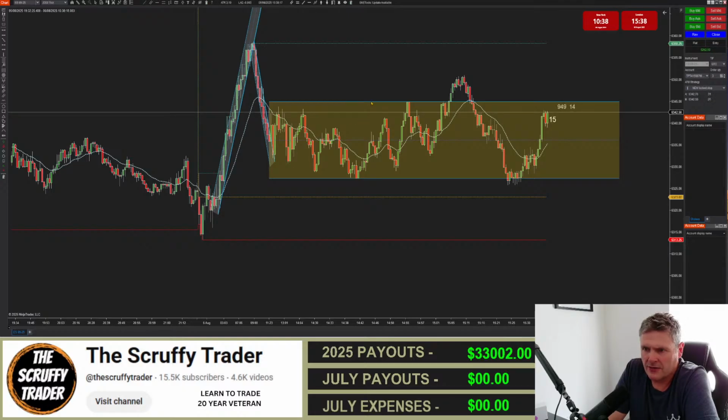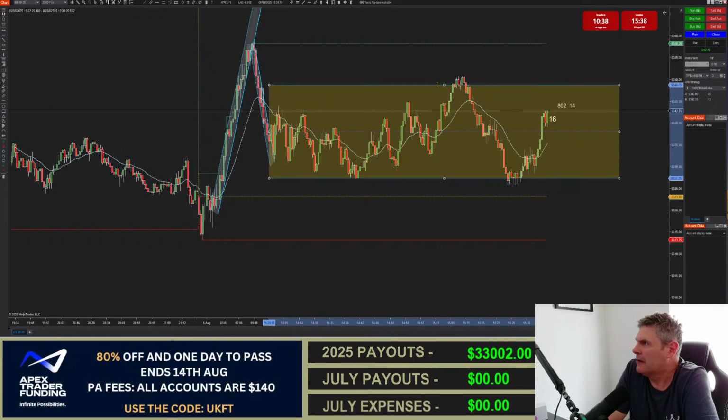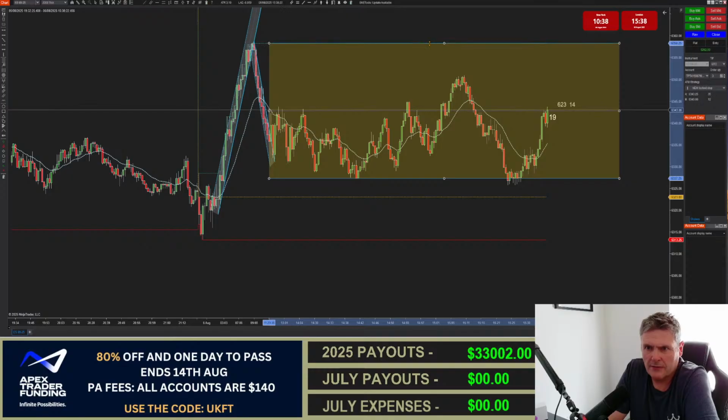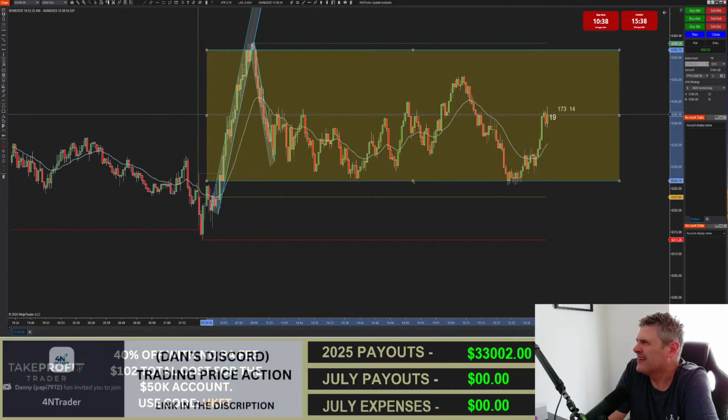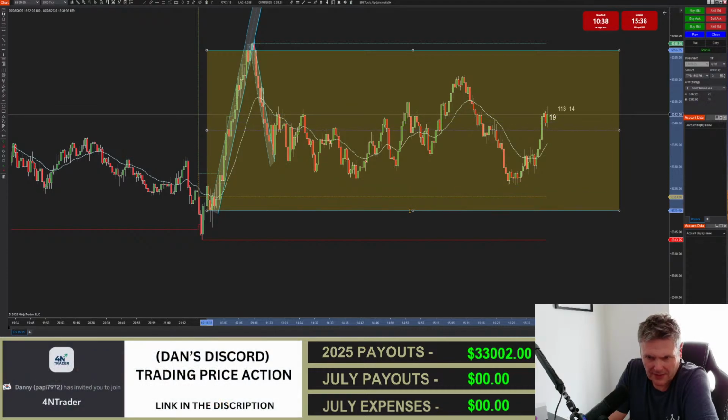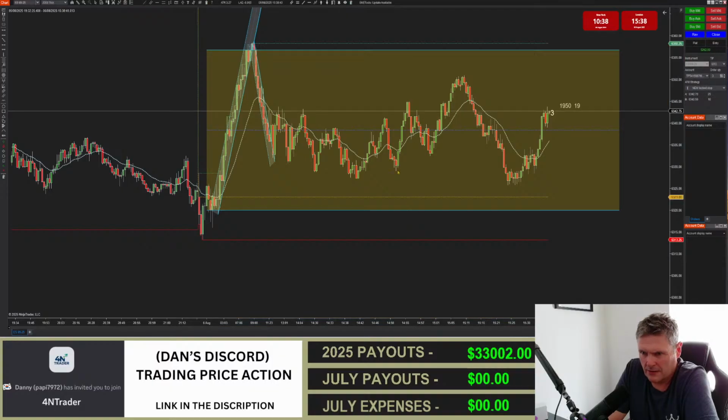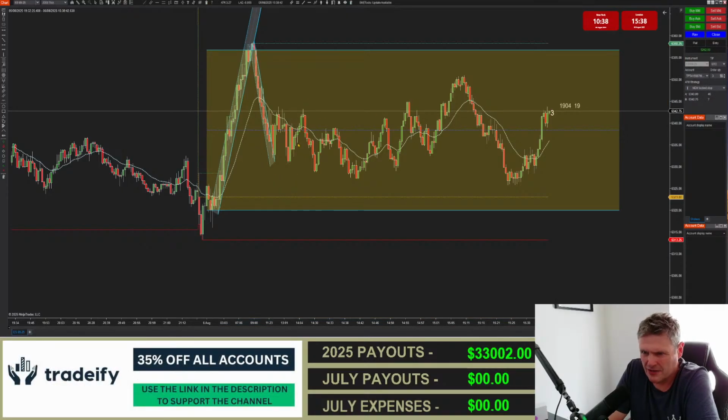Right, Max got his up right at the top. Actually, he's got it there. And he's got the bottom down here, which is unusual. Got the bottom there, is that right? Yeah. Trouble is, how can you trade that as a range?